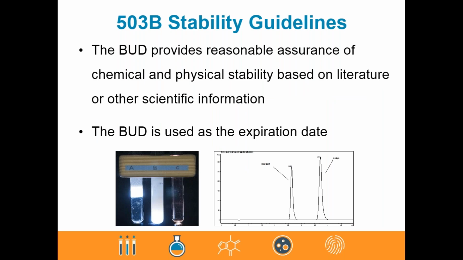So again, the 503B draft guidance says that you need to have reasonable assurance, if you're going to use those use periods they allow, that the product is stable for that amount of time. So still do your literature research and make sure that using those use periods is appropriate for your preparation. And then they do want you to use the BUD as the expiration date on your label.